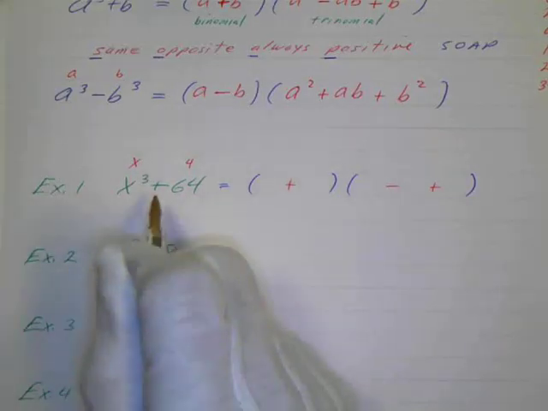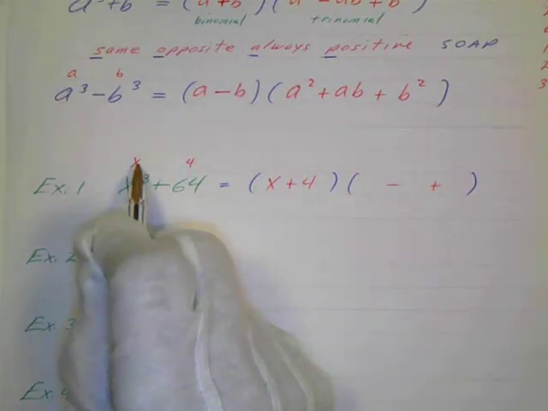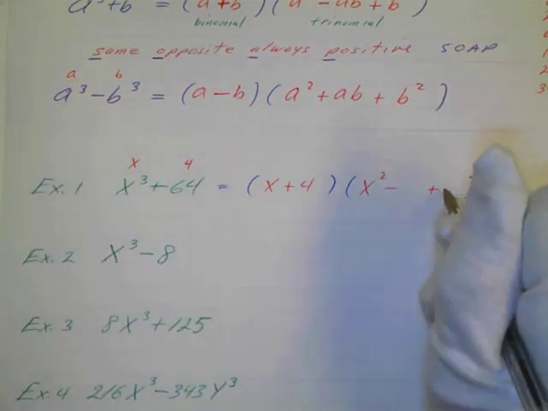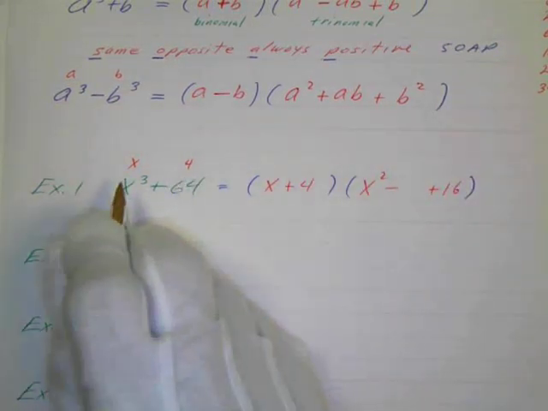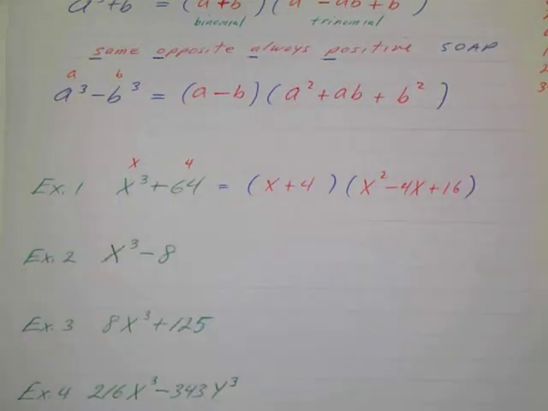And then what goes here, x. What goes here, 4. What goes here is this squared, x squared. What goes here is 4 squared, which is 16. And just the product, 4x in the middle. 4 times x in the middle. Let's try another one.